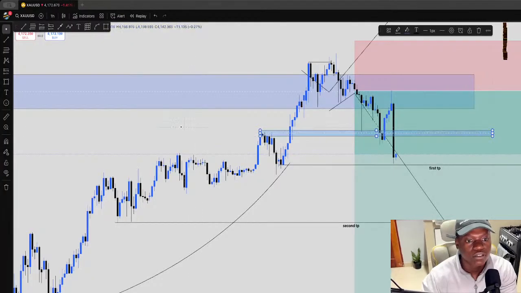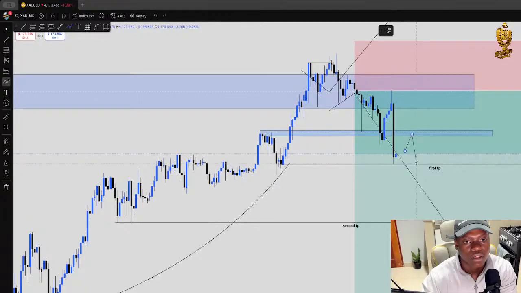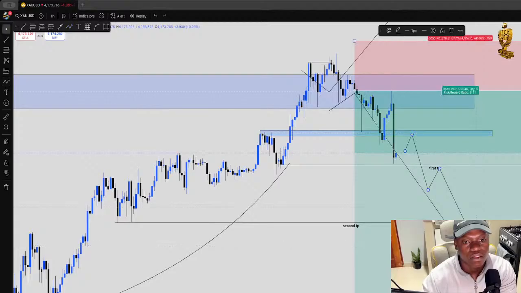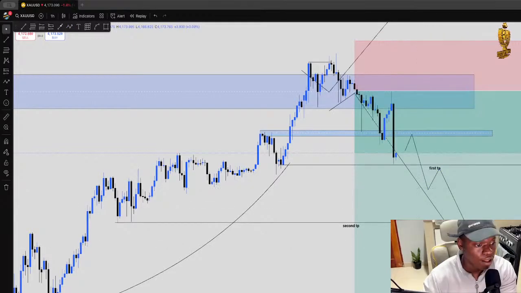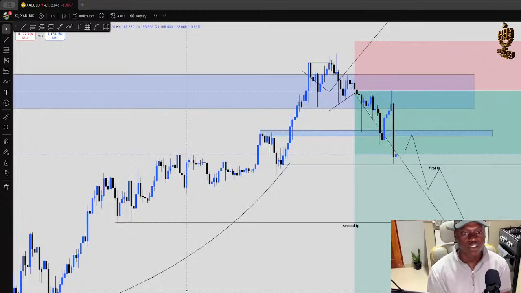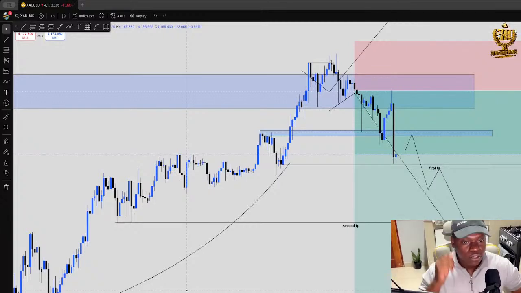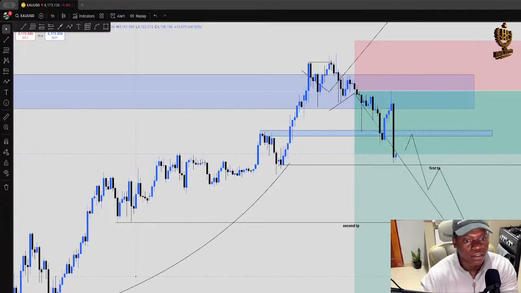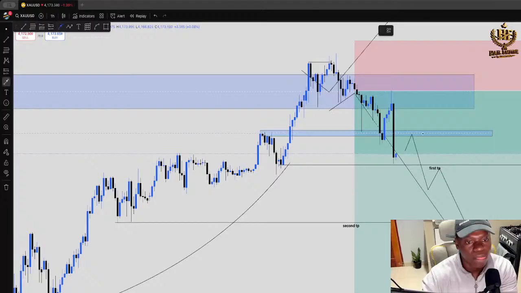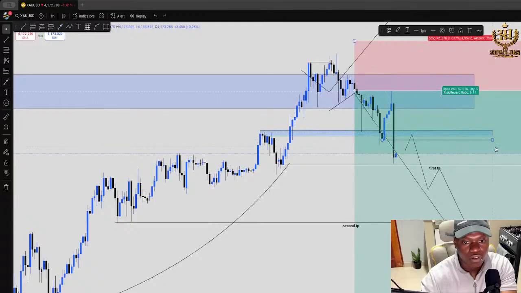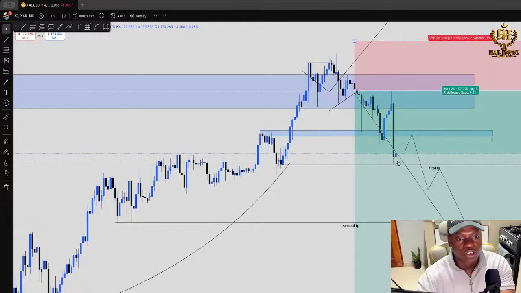So new entries there, because this level might not stand that much. But let's look at that.